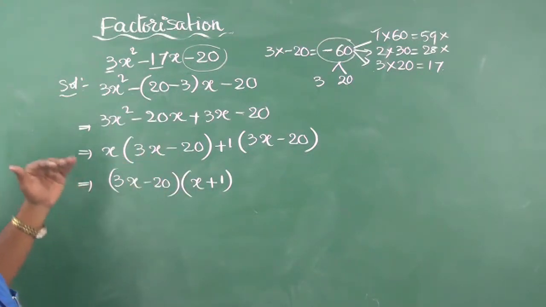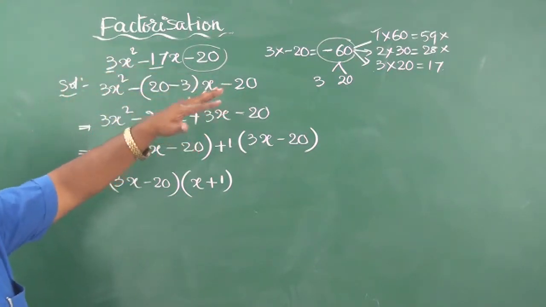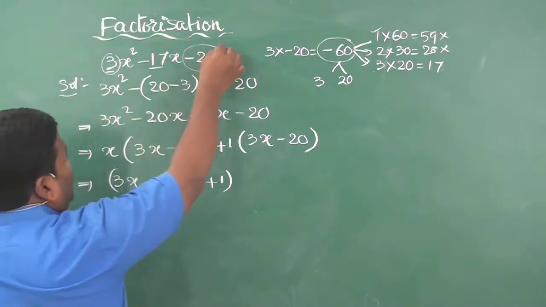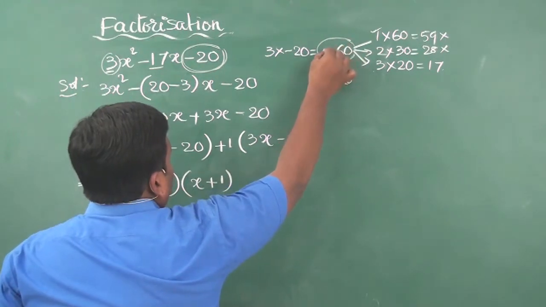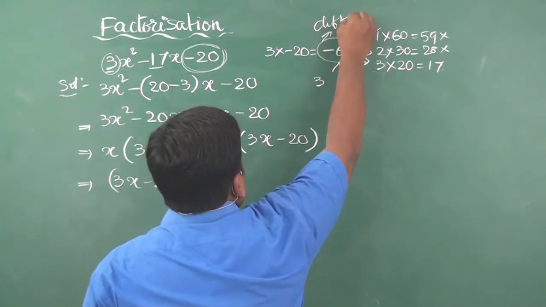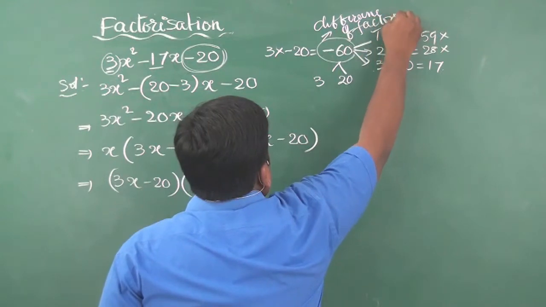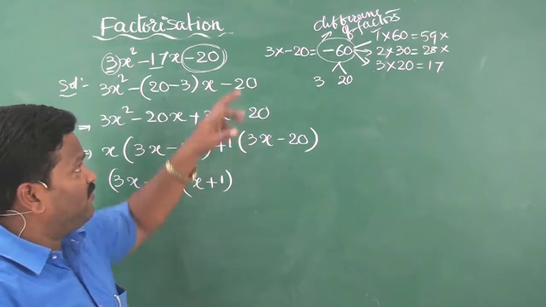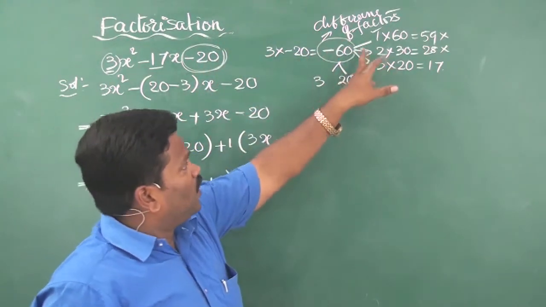As I said before, if you solve such a problem, a non-monic quadratic polynomial, let us multiply the coefficient of x square and the constant term: minus 60. Since the product is minus, we should consider the difference of the factors. If the product is positive, we should consider the sum of the factors. What are the factors of 60?